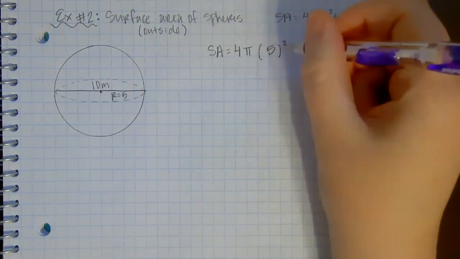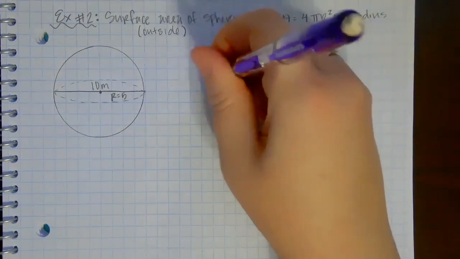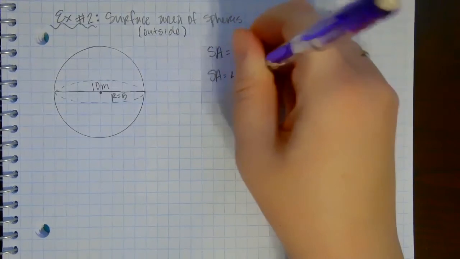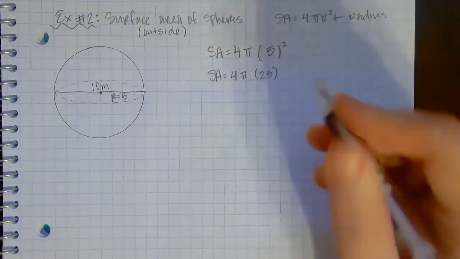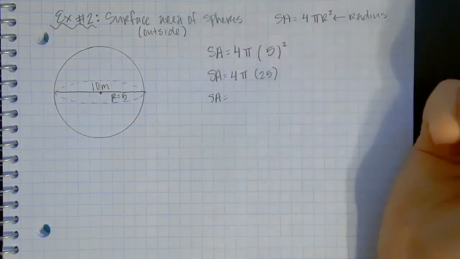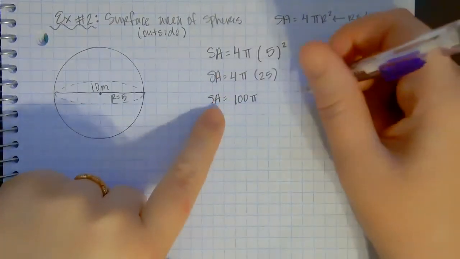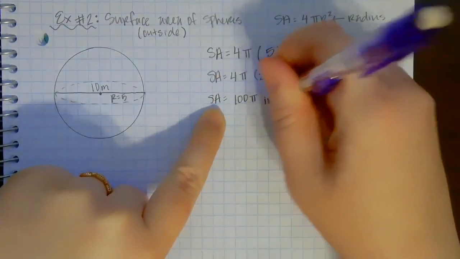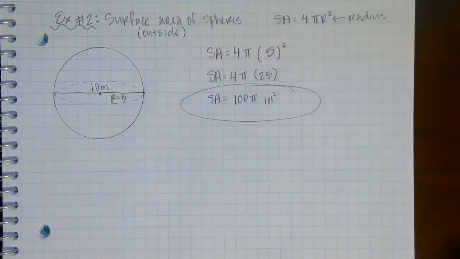So then I would simplify by squaring first. 5 squared is 5 times 5, that's 25. And then I just go ahead and multiply the numbers, 25 times 4. 25 times 4 is 100 pi. And then since this is area, we're going to use inches squared. There is my surface area.